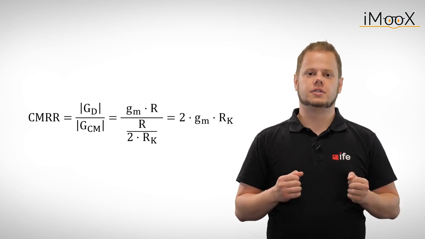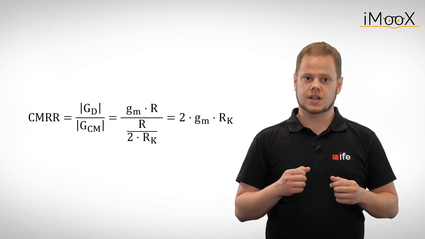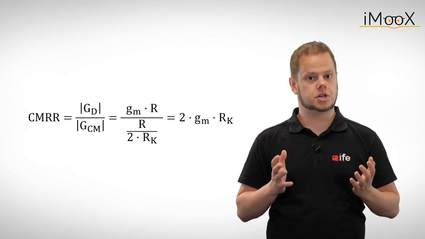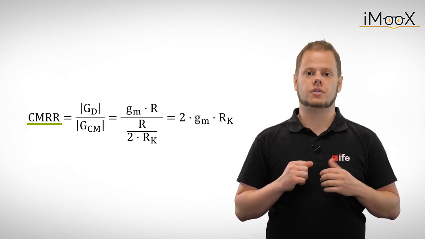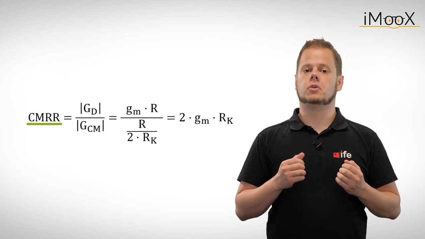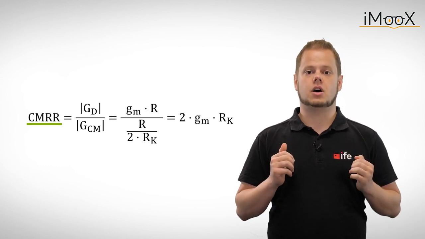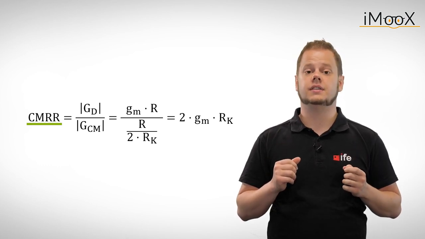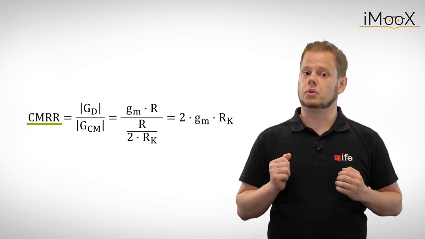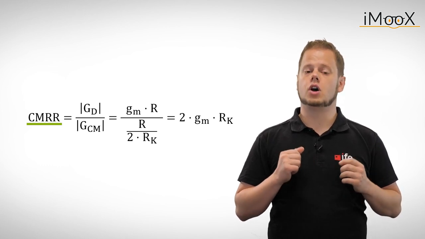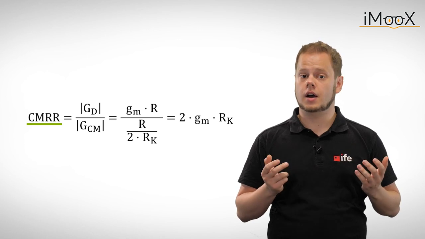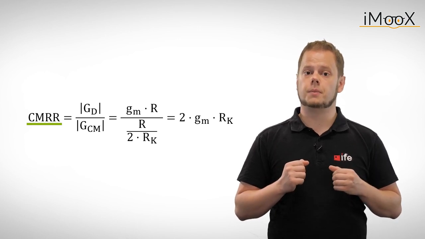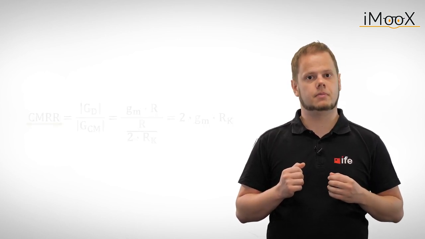An important characteristic for differential amplifiers is the common mode rejection ratio, or CMRR for short. The common mode rejection ratio is a measure of how well the amplifier can detect differences in input voltages while attenuating common mode signals. The higher the common mode rejection ratio, the better the amplifier.